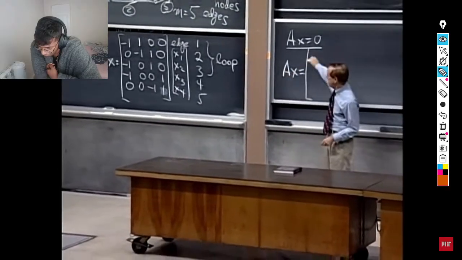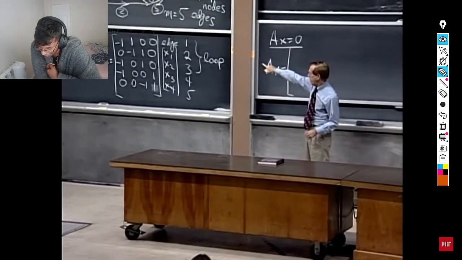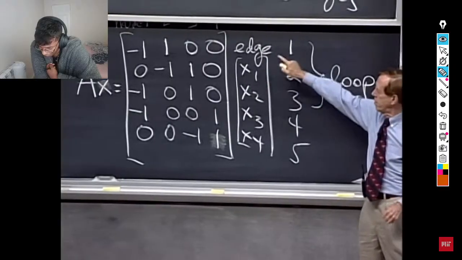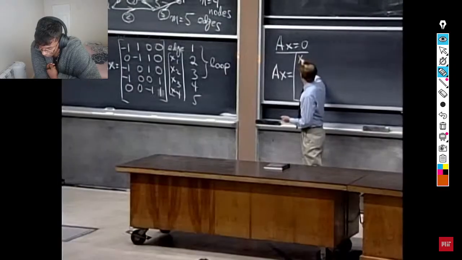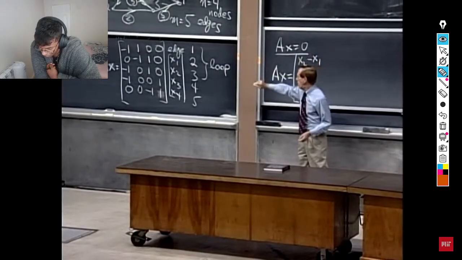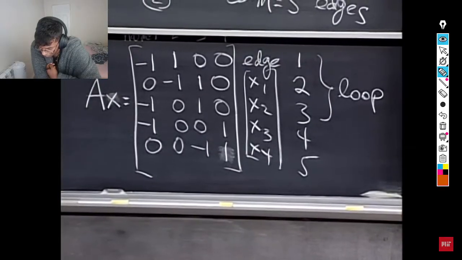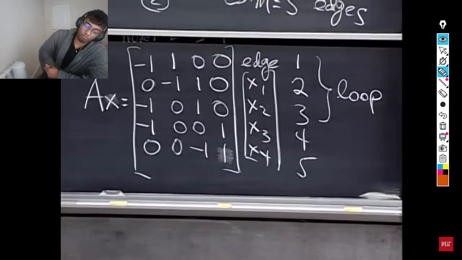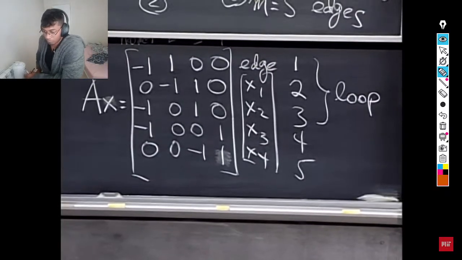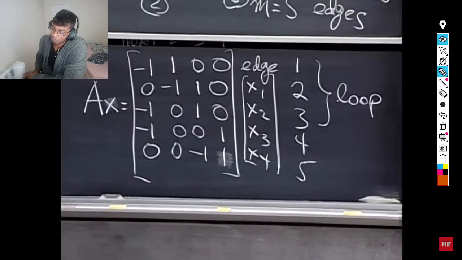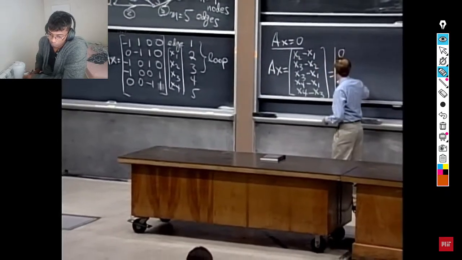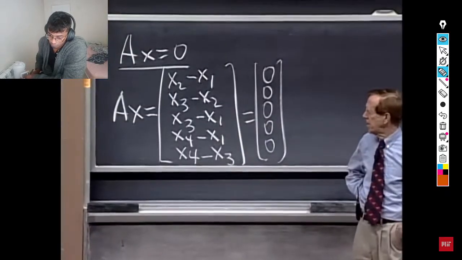AX equals, what's the first component of AX? Take that first row, -1, 1, 0, 0, and multiply by the X, and of course you get X2 minus X1. The second row, I get X3 minus X2. From the third row, I get X3 minus X1. From the fourth row, I get X4 minus X1. And from the 5th row, I get X4 minus X3. And I want to know, when is the thing 0? This is my equation, AX equals 0.